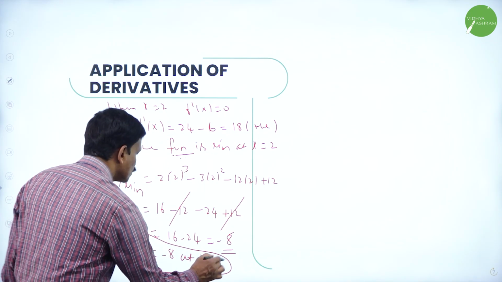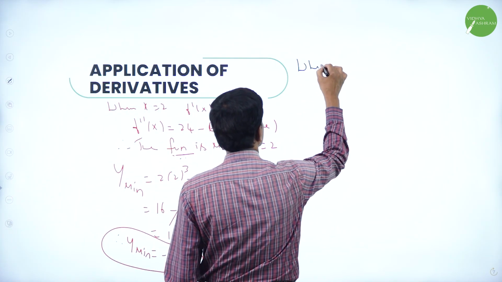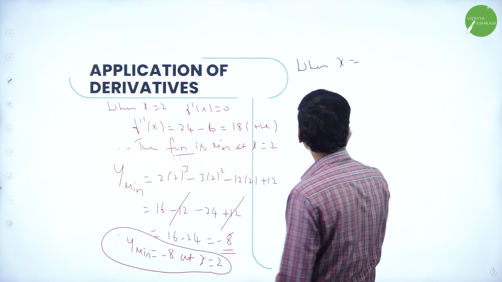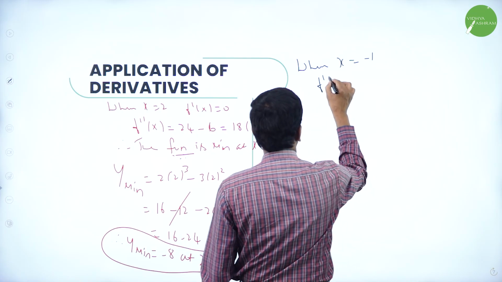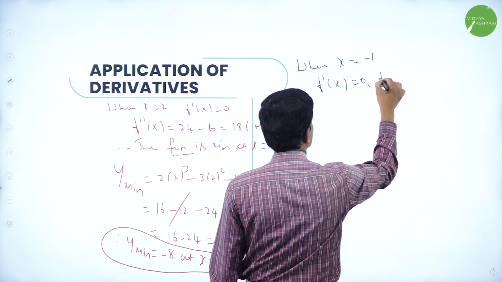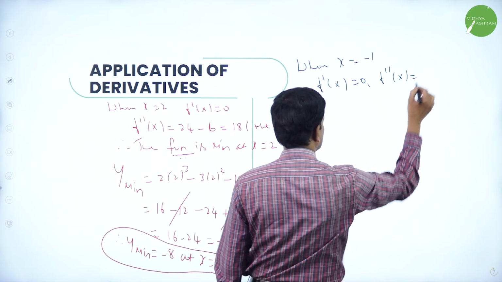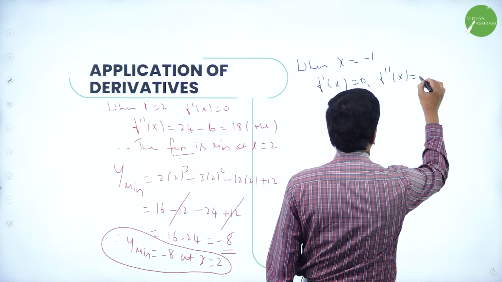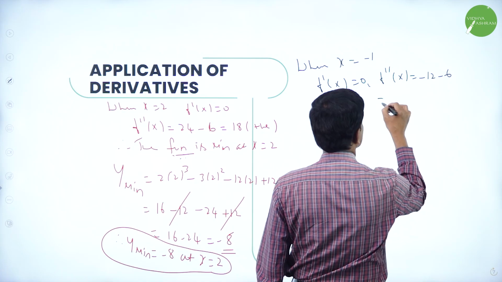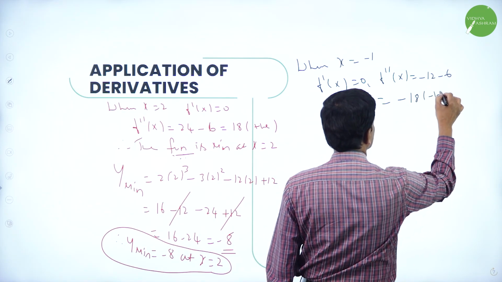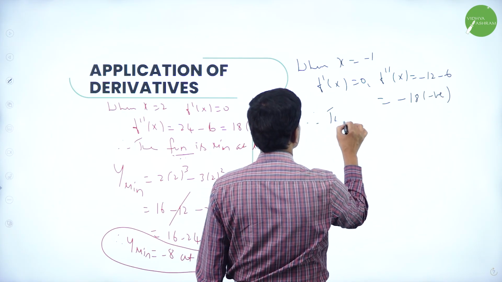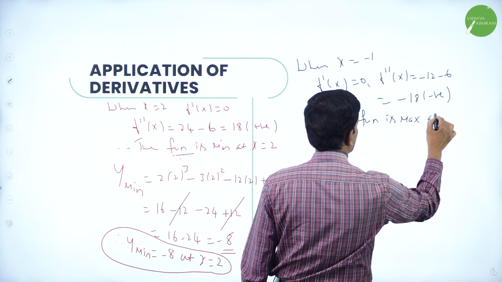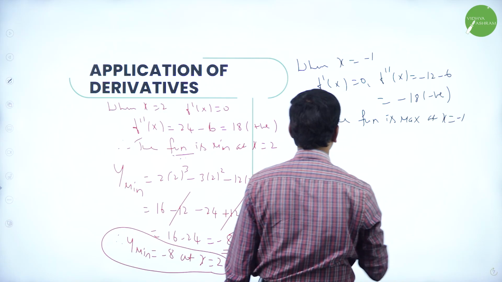This is one value. Now when x is equal to minus 1, f dash of x is equal to 0. What is f double dash x? f double dash x is equal to, so x is minus 1, 12 into minus 1 is minus 12, minus 6 is minus 18. This is negative. Therefore, the function is maximum. The function is maximum at x is equal to minus 1.